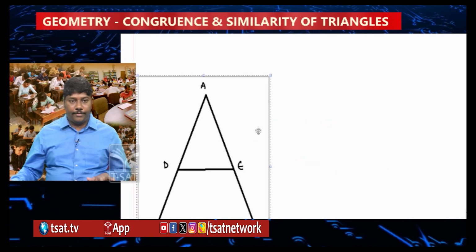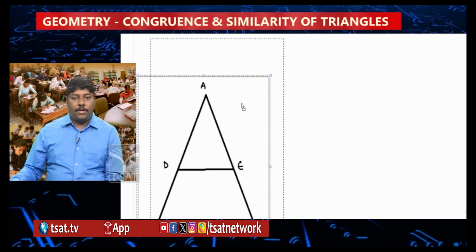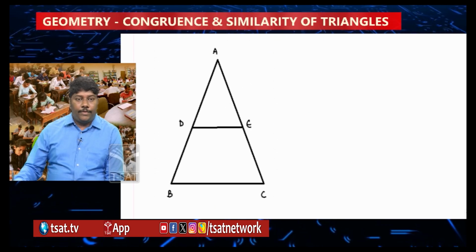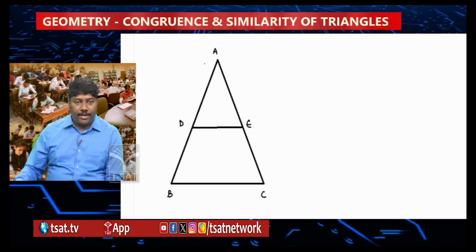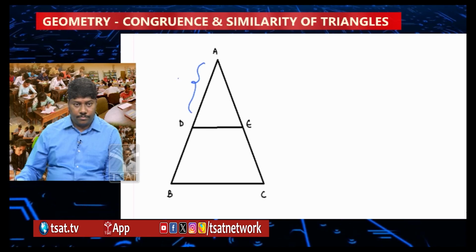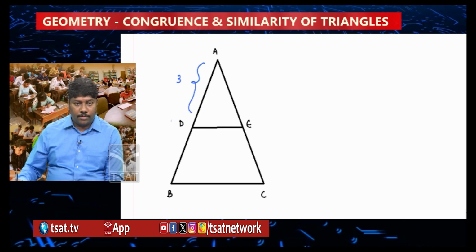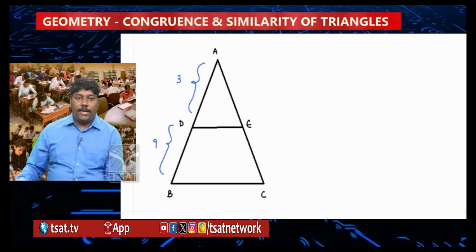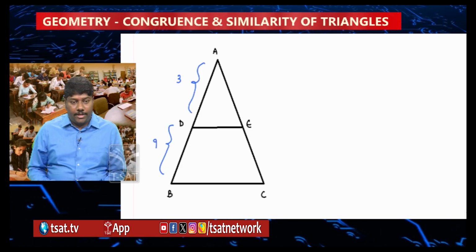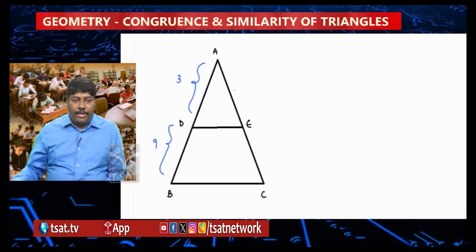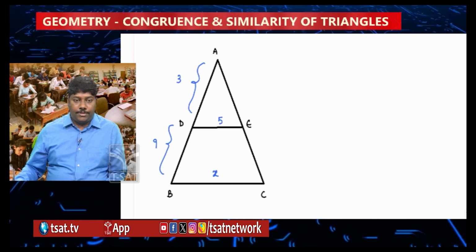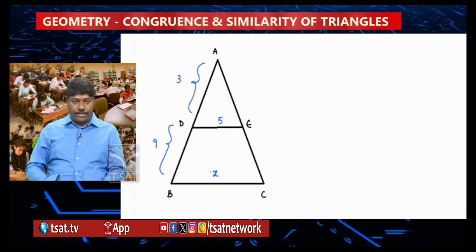Now, one thing you have to carefully observe is, if I say AD is equal to 3, DB is equal to 9. AD is equal to 3, DB is equal to 9. If DE is equal to 5, BC is equal to how much? I am asking you to find the value of x.